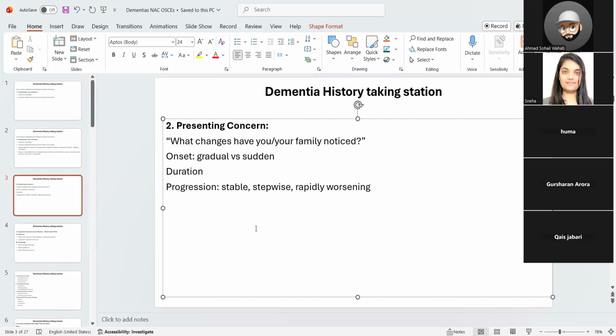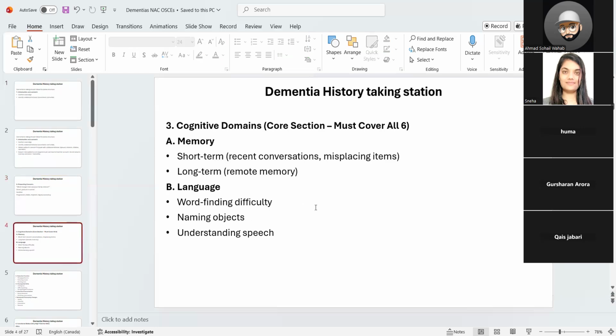Once we are done with the memory concern, its course, its duration, and its progression, we move on to what has been affected in the patient's cognitive domains. We have to cover all six of these domains: memory, short term, long term. Short term memory we can assess with different questioning. Do you misplace things, or do you remember where things are after you keep them? Yes or no. For long term memory, you can ask them about a past event or a friend from the past, anything like that.